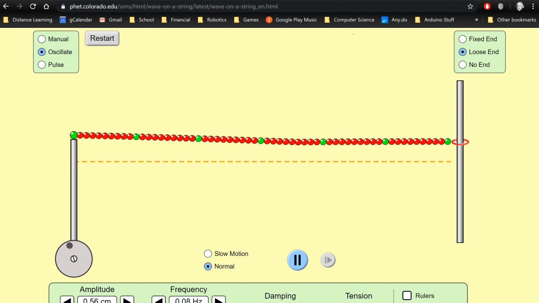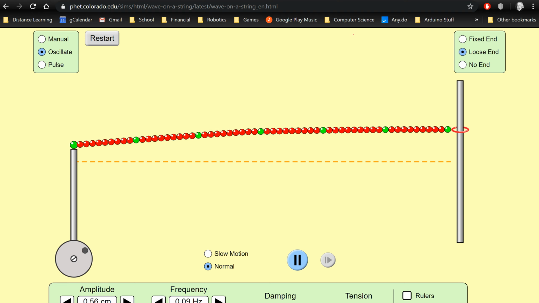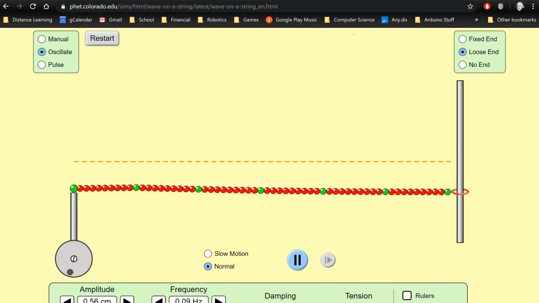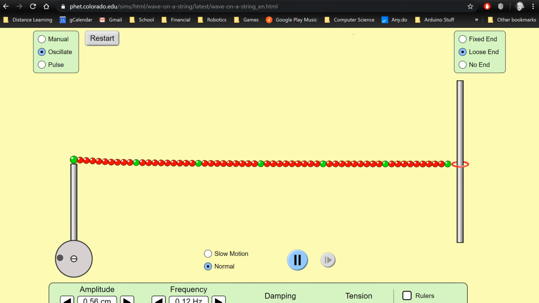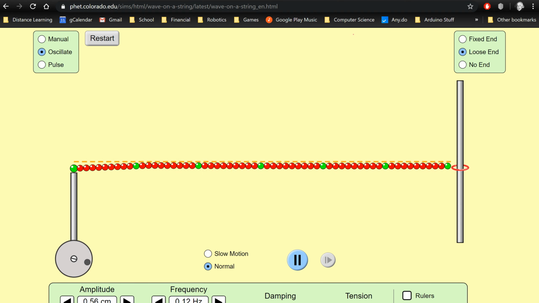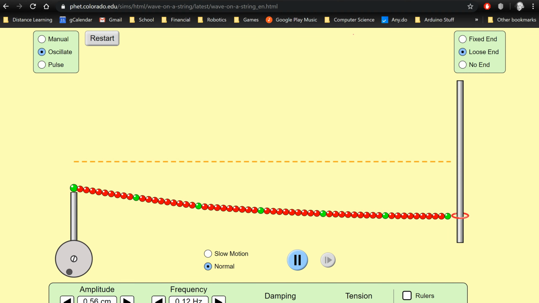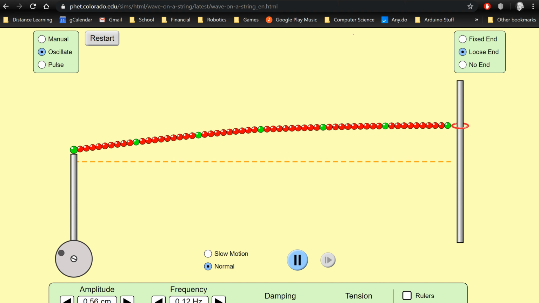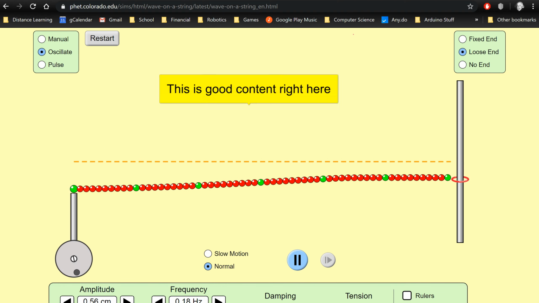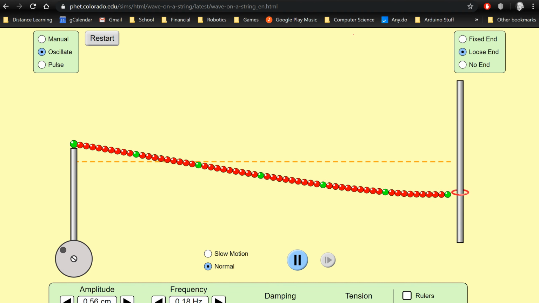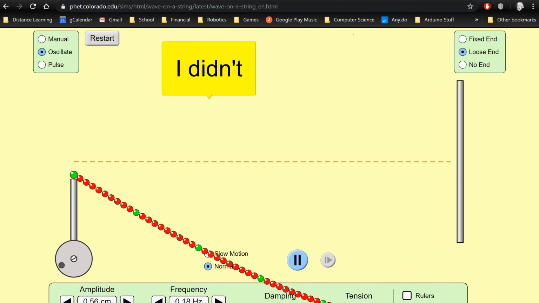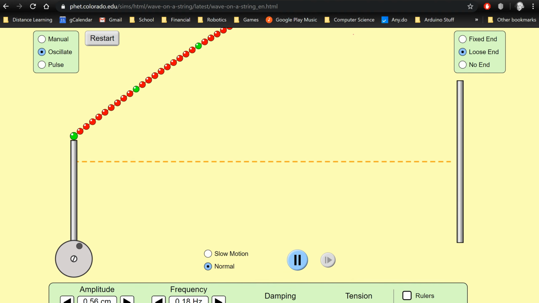It's not quite the standing wave pattern that we're talking about yet, I don't think. Let's see, it probably needs more. Probably going to edit this out. Alright, this is close to what I'm talking about.